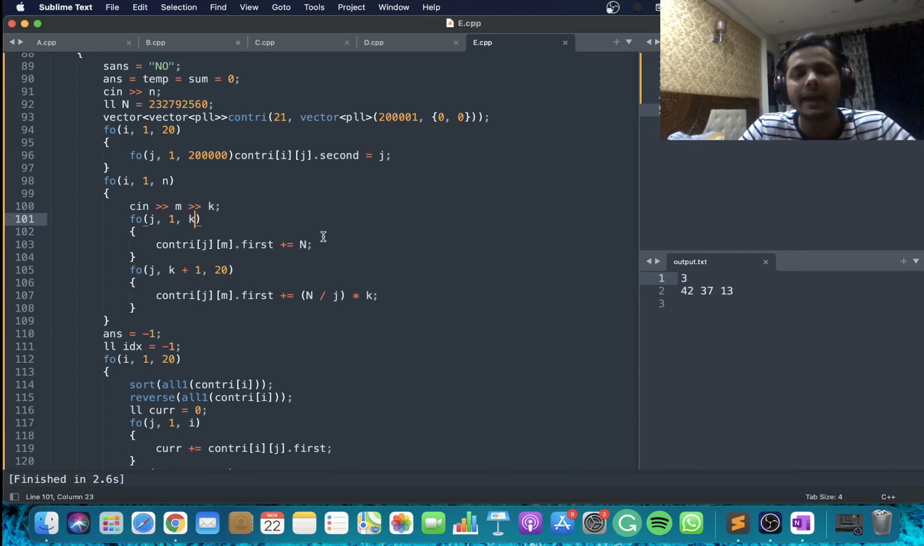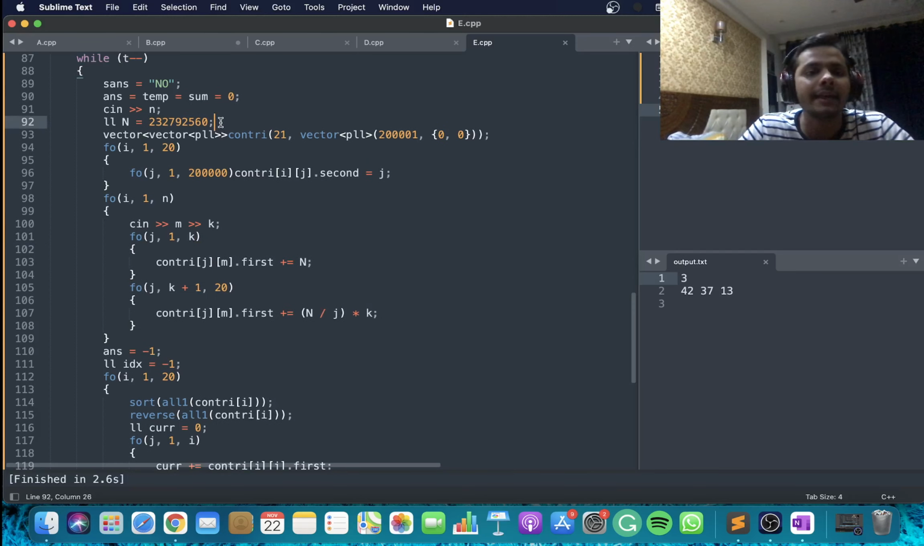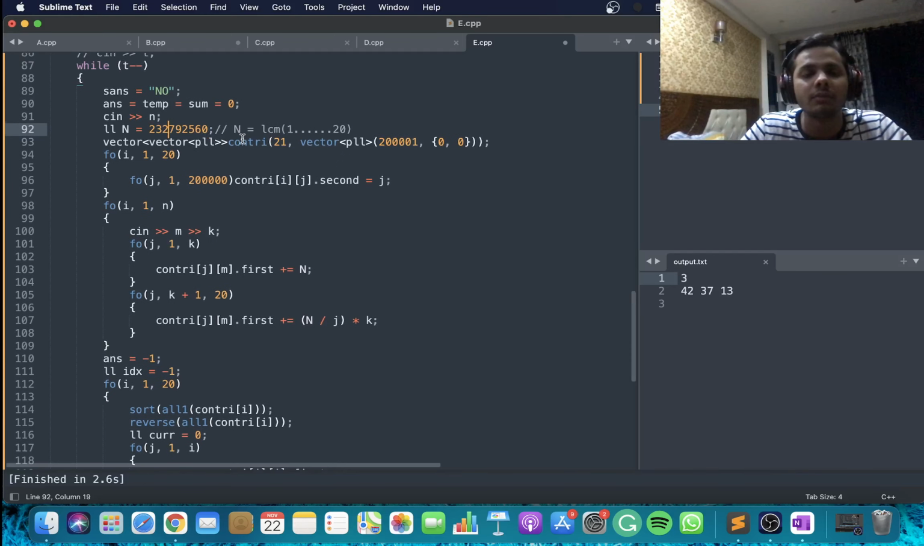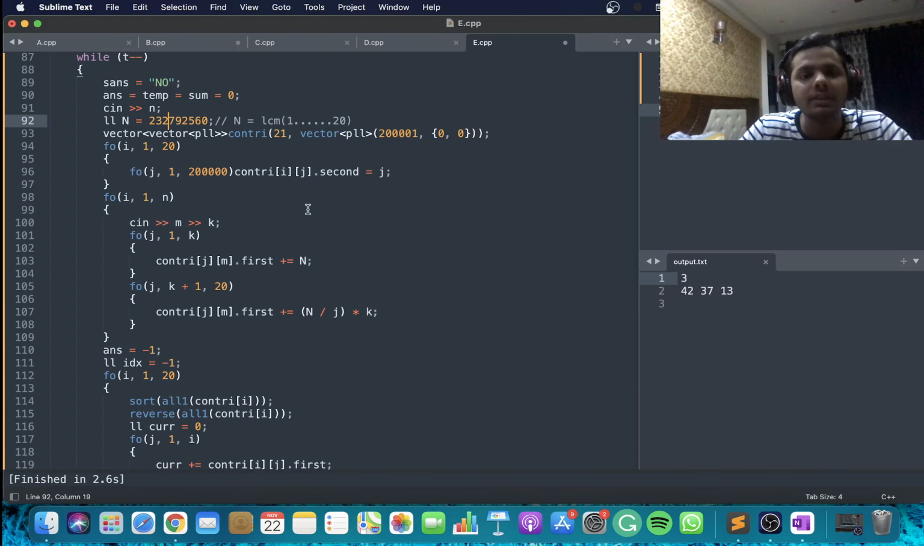But what is this n here? So this n is this random number, but it turns out that this number is not random. What happens here is that n is equal to the LCM of all the numbers from 1 to 20. So I had calculated this previously. So you can be sure that this is the LCM of all the numbers from 1 to 20. And I have done this just to avoid working with doubles. So what I have done here is that I have multiplied all the probabilities by this value n.